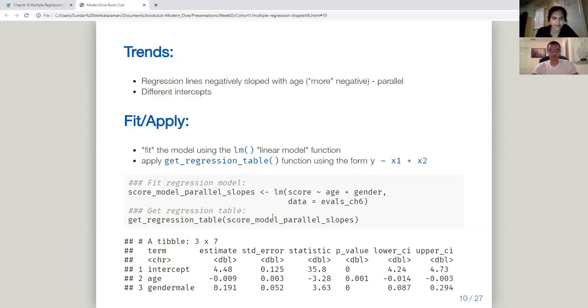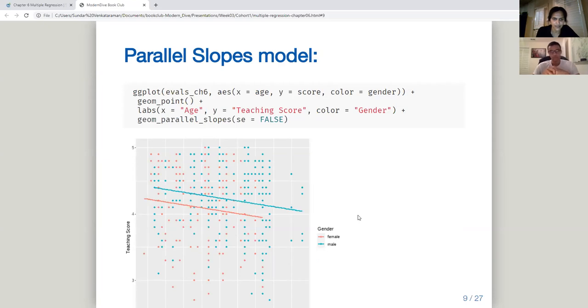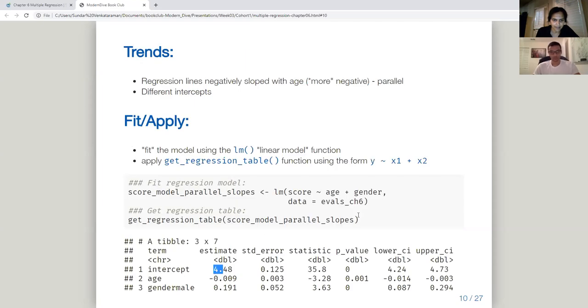And if you do the same thing that you did, but here you would use a plus as opposed to a times, what you would get here is three lines as opposed to four, where you would have the intercept. And the intercept would again represent the female because the intercepts are different, correct? So we know that the intercepts are different based on this. You can tell that they're starting from different locations. But the age, since the slopes are the same, you only have one unit for age, and the slopes are the same for both male and female. So this would not change, the minus 0.009. So for every one unit change in your age, your score would actually go down by this much, for both males and females.